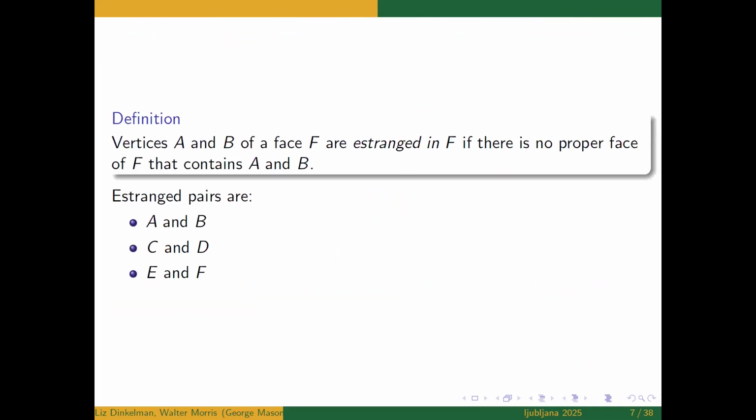All right. Now, vertices A and B of a face F are estranged in F if there is no proper face of F that contains A and B. On the previous slide, you saw that A and B are estranged. Their combined simple flow grids give an elementary flow grid, which is the whole face with those 3 regions. And there are other estranged pairs. So we have A and B, C and D, and E and F.